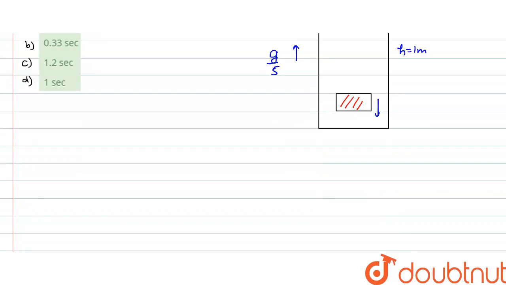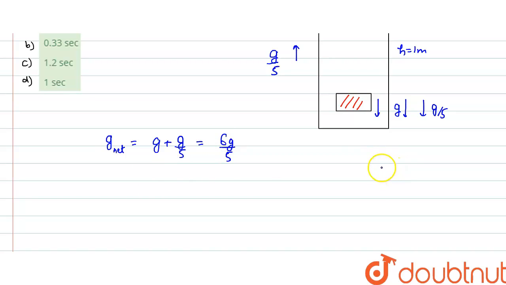So what would be the total or the net acceleration? We say that g net would be equal to, so already there was acceleration due to gravity g which was acting in the downward direction. Now there would be a pseudo force g by 5 also acting, so it would be equal to g plus g by 5, that means 6g by 5.